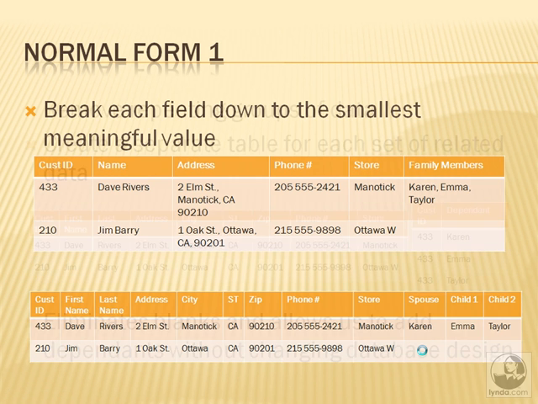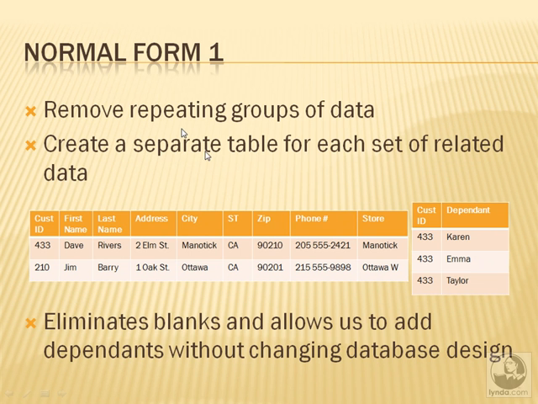So we'll keep that in mind as we move into the next step in normal form 1. We want to remove repeating groups of data and create a separate table for each set of the related data. So those dependents, for example, if we separate them from one table into their own table, you can see we can just refer to the customer ID and keep track of their dependents. For example, if this person here, customer ID 433, Dave Rivers, was to add a new dependent, there wouldn't be room in the original table, but over here in this table, we simply add another record, 433, and the name of the dependent. It also means that we don't have any blanks like we saw in the previous table. So that's the next step in normalization.